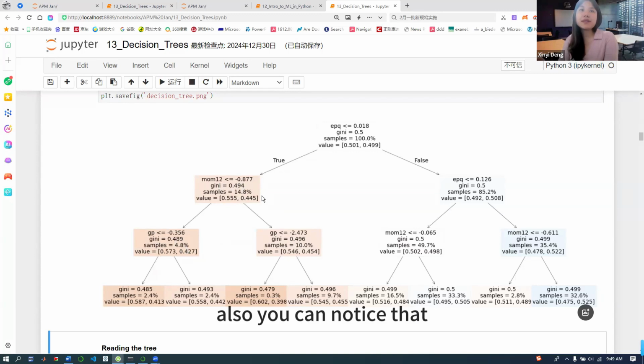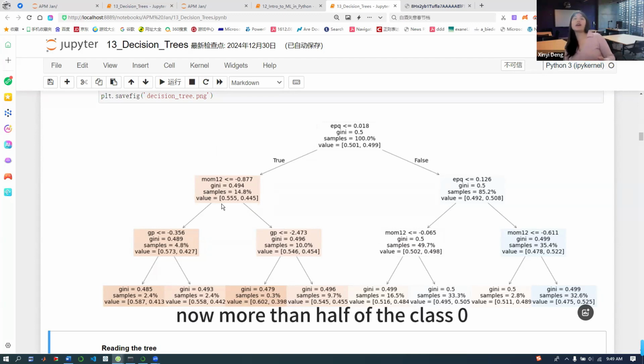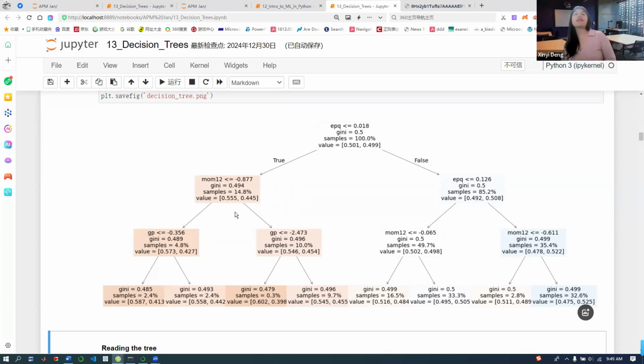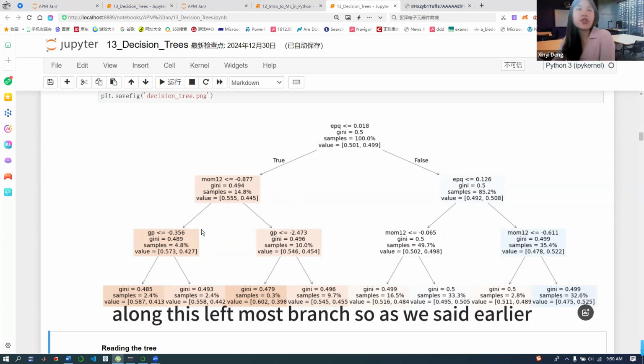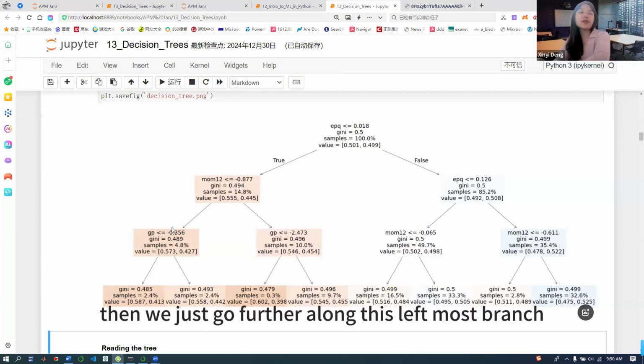Also you can notice that this internal node here associated with the momentum factor has more than half of class 0 and less than half of class 1. Meaning that this internal node is containing more bad stocks. And then if you go further along this leftmost branch, as we said earlier, if the momentum factor is low enough, negative enough, then we go further along this leftmost branch.